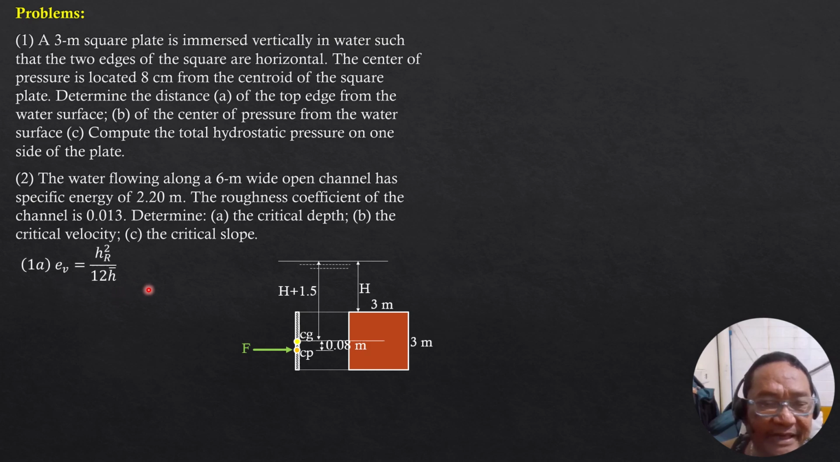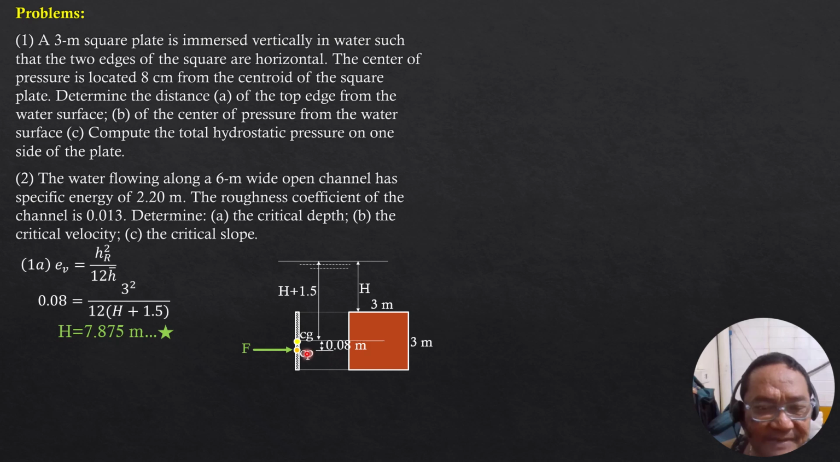So 0.08 equals 3 squared over 12 times the quantity h plus 1.5. Using your calculator, we can now solve for h, and h is equal to 7.875 meters.